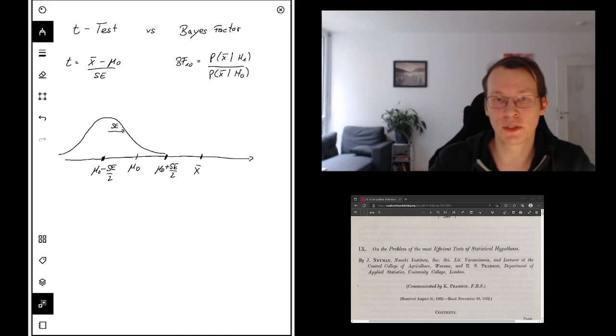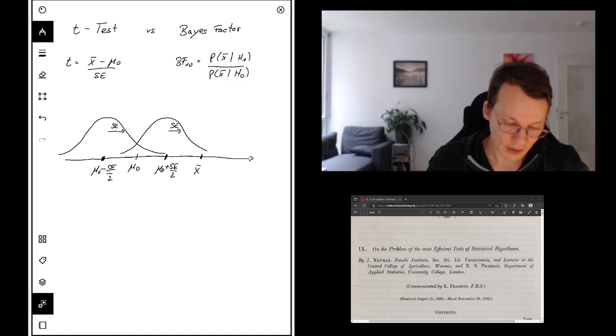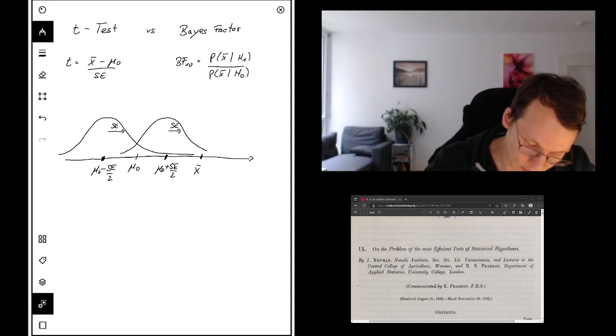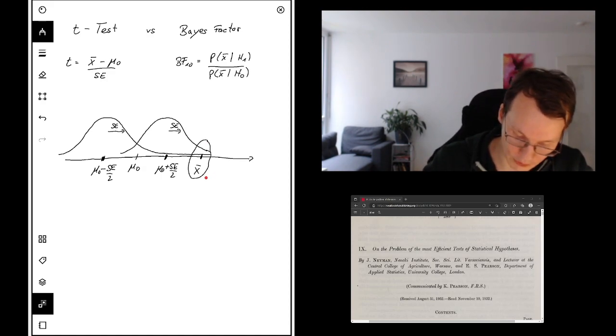So the strong assumption here is that these standard errors are perfectly known and not just estimated from the sample. There are of course variants of the same argument with estimated values, but let's keep it like this. We have these two normal distributions with just different means. And now what the Bayes factor wants us to do is look at this situation where the mean of the x values is observed.